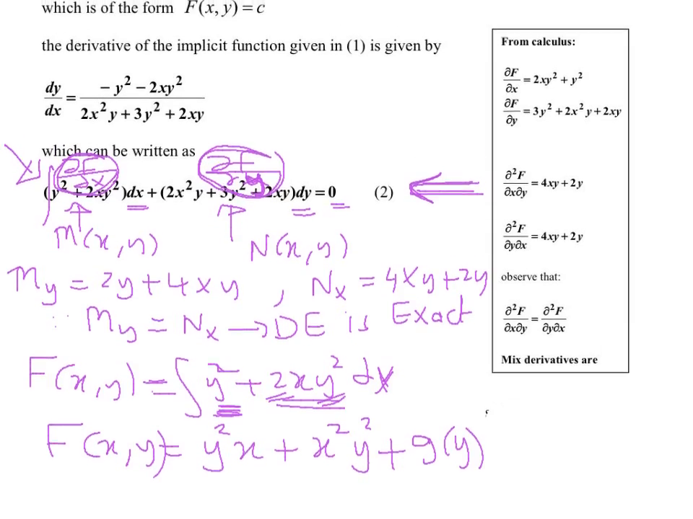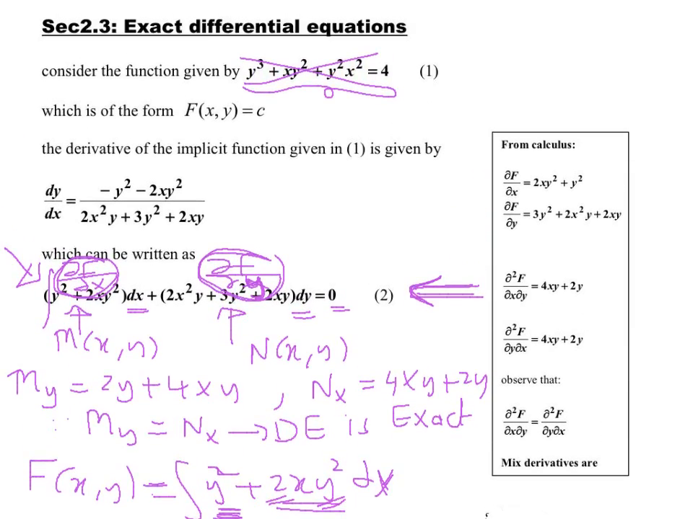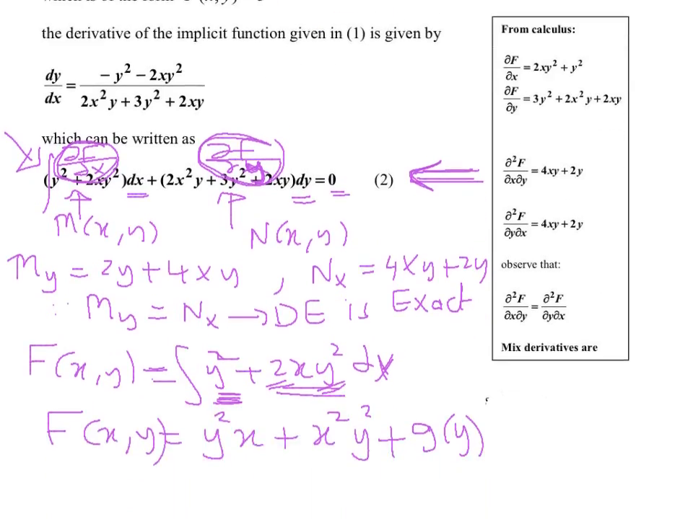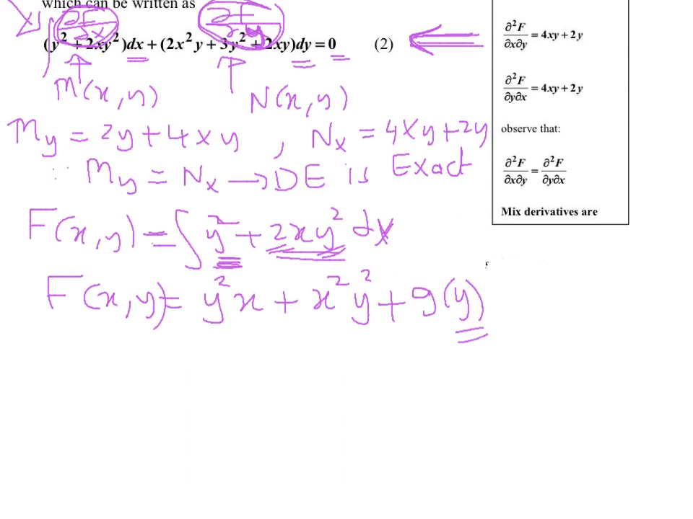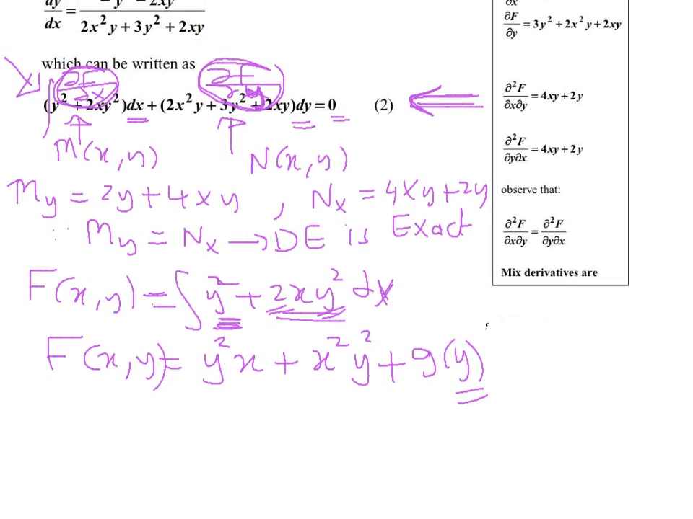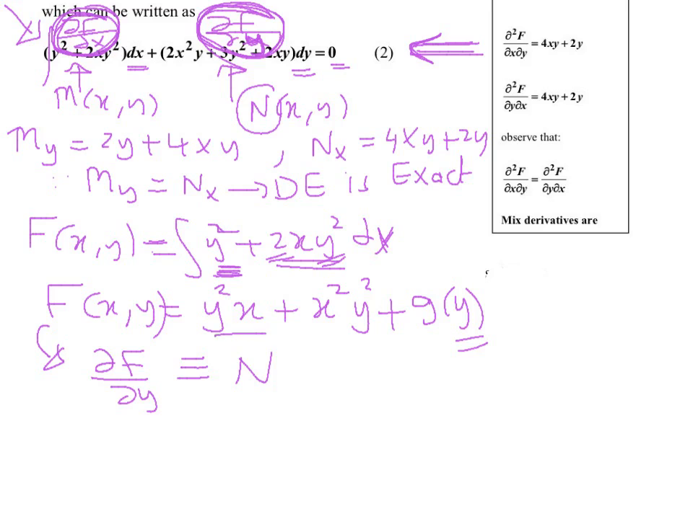So really if you compare this f with here, we have already found this and this. We just have to find y cubed, which is the function of y, and it is missing here. We have used partial f partial x to find f. I'm going to use partial f partial y to find g of y in the following way. You differentiate your answer, which is f, and you compare it with N, because N is partial f partial y. Partial f partial y from here is equal to 2yx plus 2x square y plus g prime y.